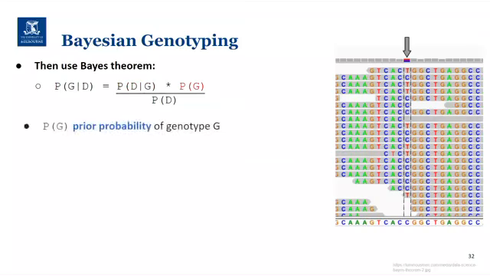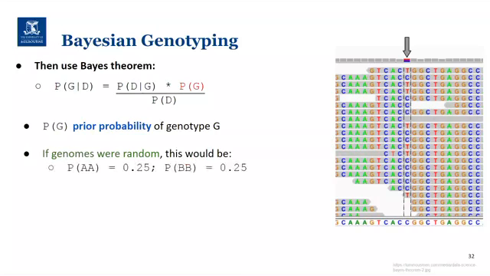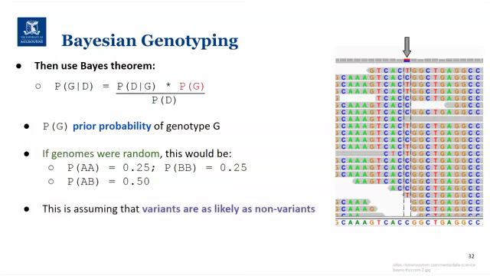And then the last part, which is the prior probability of a given genotype. If genomes were random, we could assume that the probability of this specific genotype is 25%, this specific one is 25%, and a heterozygous is 50%. Is that clear? That is if genomes were random. But we know that that's not the case. This is assuming that variants are as likely to occur as non-variants.